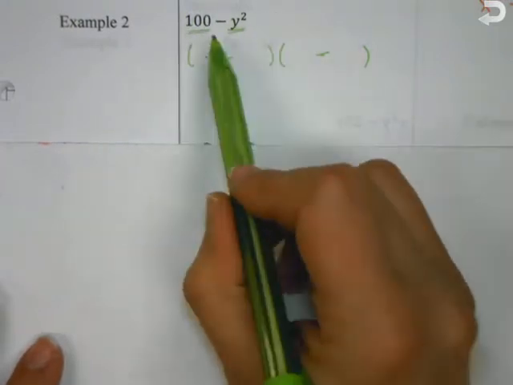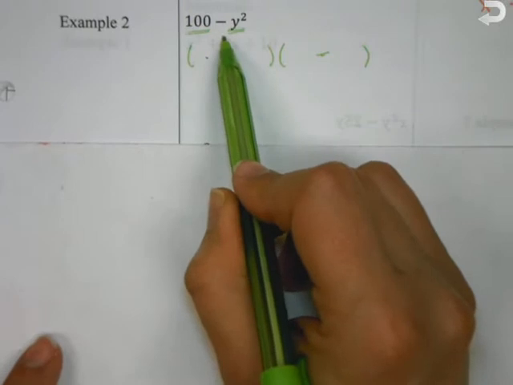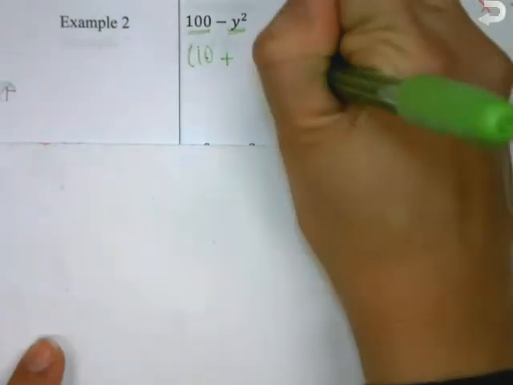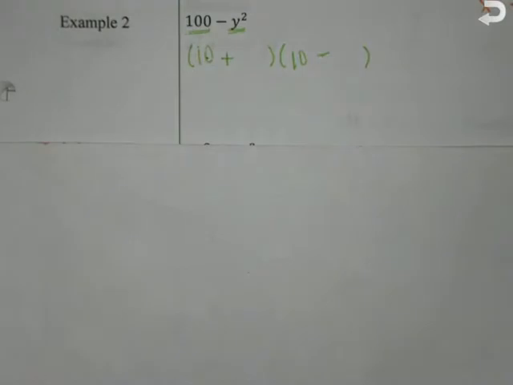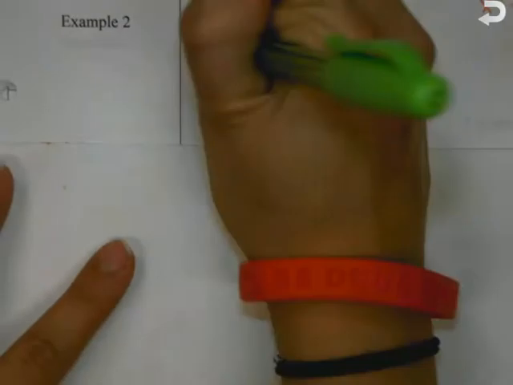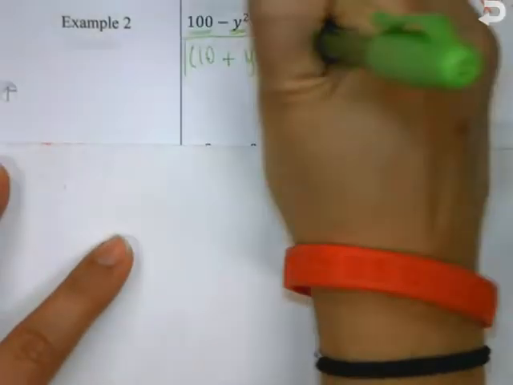Okay, so what's the square root of 100? 10. So 10 goes in the first blank in each one. And what's the square root of Y squared? Y. So 10 plus Y times 10 minus Y. And that's your answer.